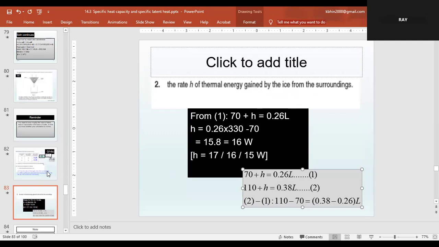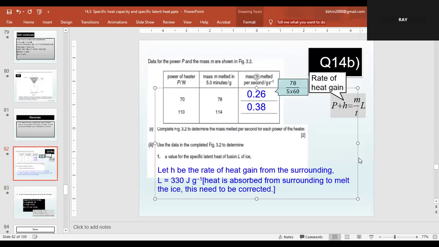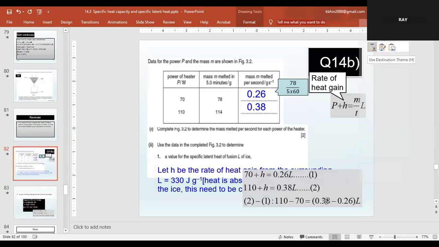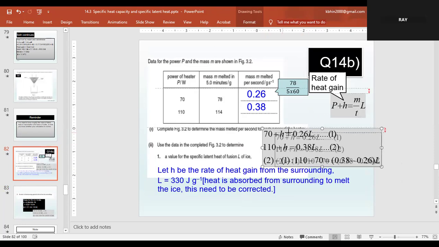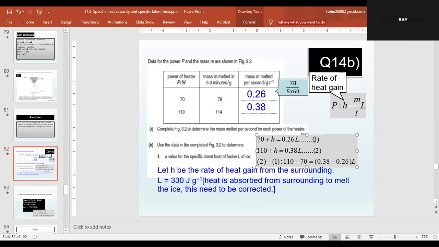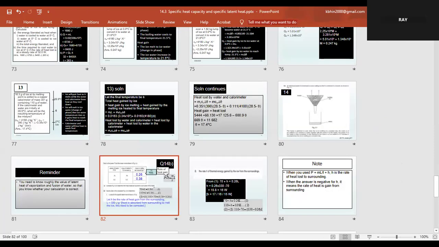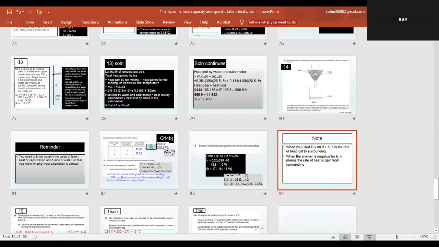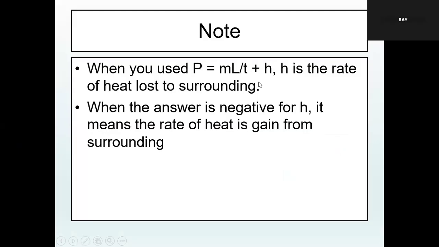We are finishing off in 10 minutes time. You have to be flexible. Sometimes we plus H here because there's a heat loss to the surrounding. But in this case, it's heat gain from the surrounding. That's why we put an H across there. When the answer is negative for H, it means that the rate of heat is gained from the surrounding. This one is heat loss. So you get a negative answer, then you know it's heat gain from the surrounding.